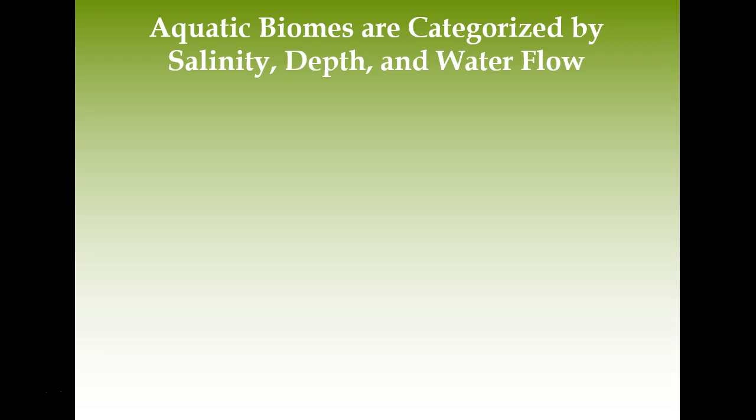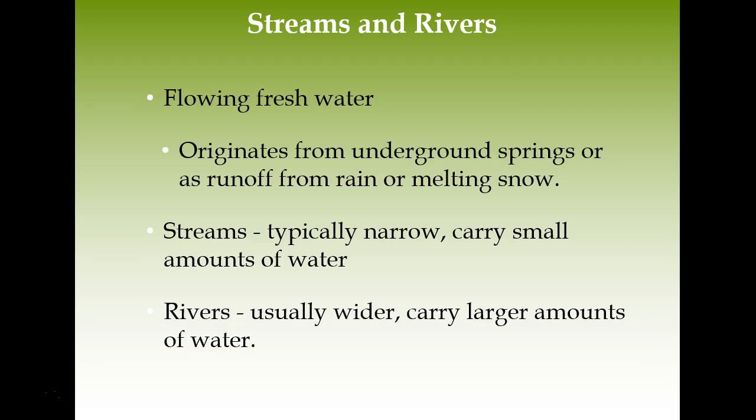So you can see here that typical aquatic biomes, how we categorize them, is usually based on salinity, whether it's freshwater or saltwater, the amount of depth, and that's important because whether or not we are going to find photosynthetic organisms, more, less, none, and water flow in terms of is it constant water flow or is it stagnant water flow. So our first little foray is going to be looking at streams and rivers.